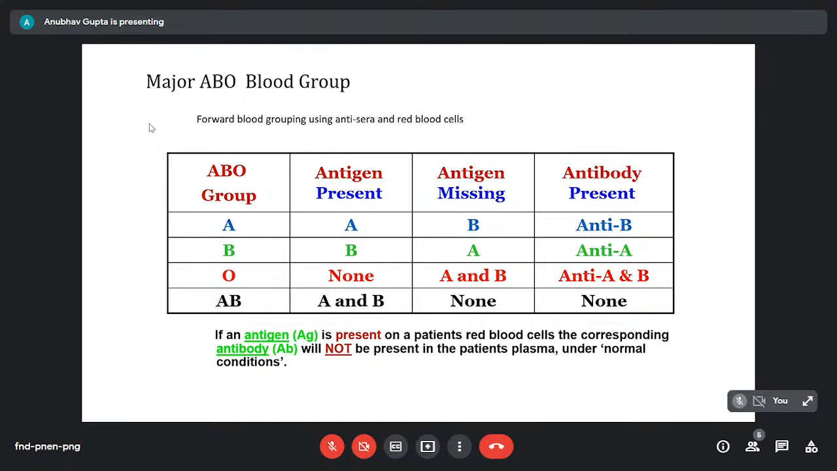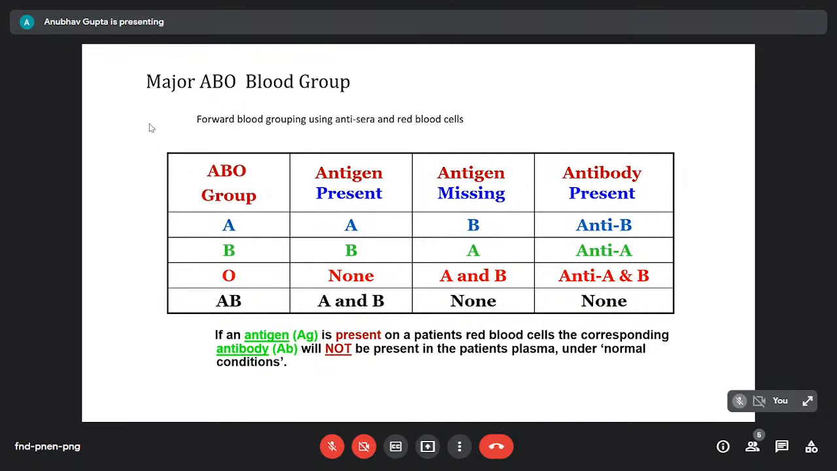And for the O blood group, I am having no antigen present. No antigen present means I am having no ABO antigen present. I may be having antigens of other blood group systems on O, but I am lacking A and B antigens on O. I may be having M, I may be having Indian blood group system, I may be having D antigen on O, but I am lacking A and B on O. So the antigens missing are A and B, and the antibodies present are anti-A and anti-B.